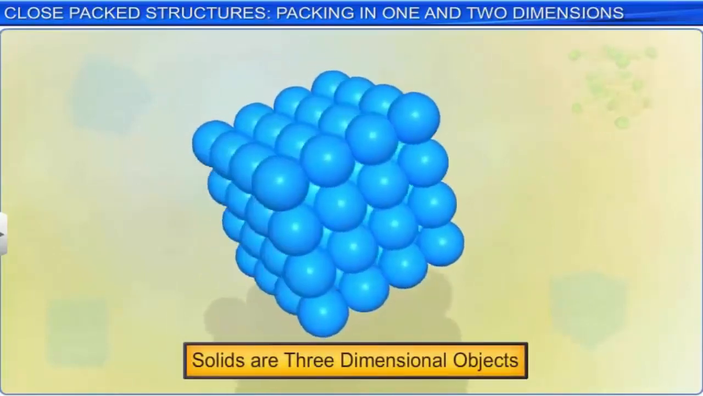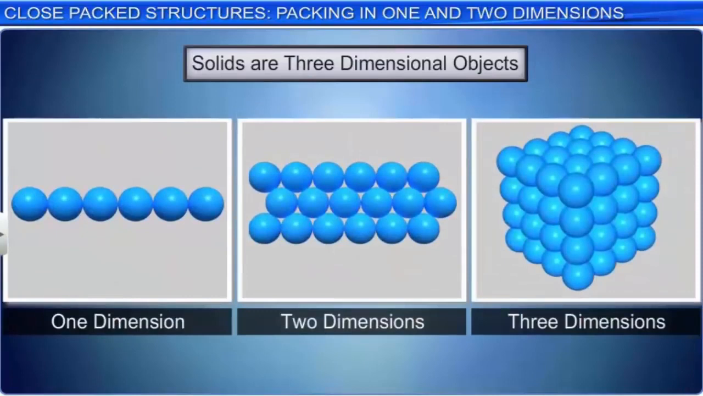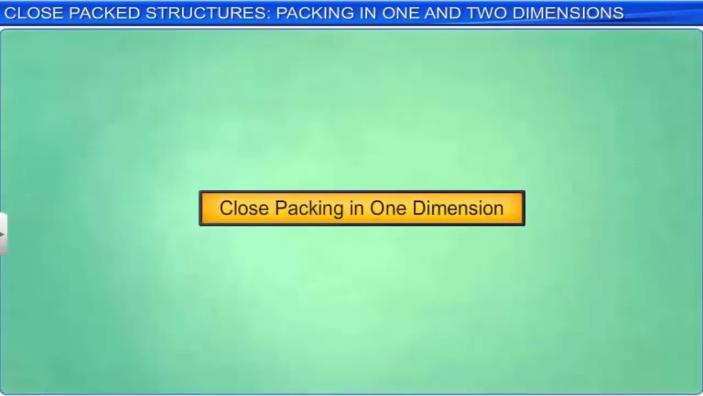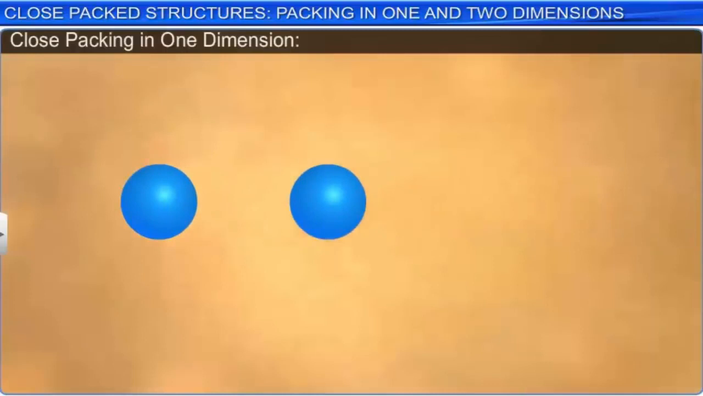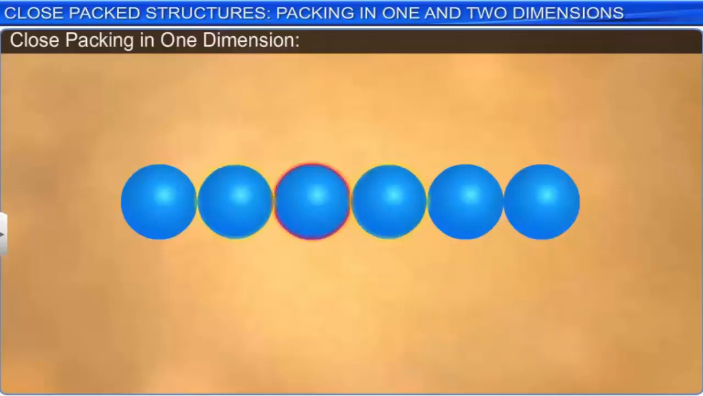Solids are three-dimensional objects, and we will develop their structure in 3 steps. To understand how the constituent particles are packed, let us assume that these particles are hard spheres of identical size. First, let's look at close packing in 1 dimension. You can see that there is only one way of arranging the spheres in a 1-dimensional close-packed structure, that is, by arranging them in a row touching each other. In this arrangement, each sphere touches 2 neighboring spheres. In general, the number of nearest neighbors of a particle is defined as its coordination number. Therefore, the coordination number of a particle or sphere in 1-dimensional close packing is 2.